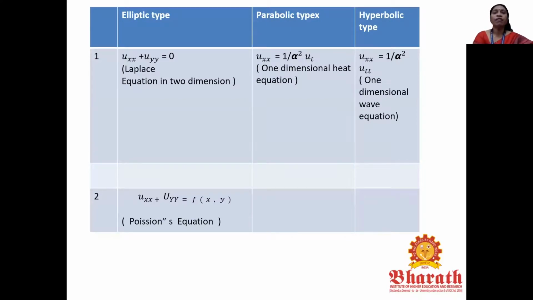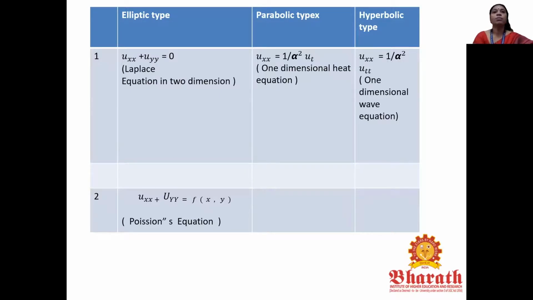Now, we are comparing in the form of a tabular column: elliptic type, parabolic type, hyperbolic type. That is, U double X plus U double Y will be 0 if it is elliptic type. So that is the Laplace equation in 2 dimensions. Parabolic type means U double X is equal to 1 by alpha square into UT. It is the 1 dimensional heat equation. Hyperbolic means U double X is equal to 1 by alpha square into U double T. It is the 1 dimensional wave equation.